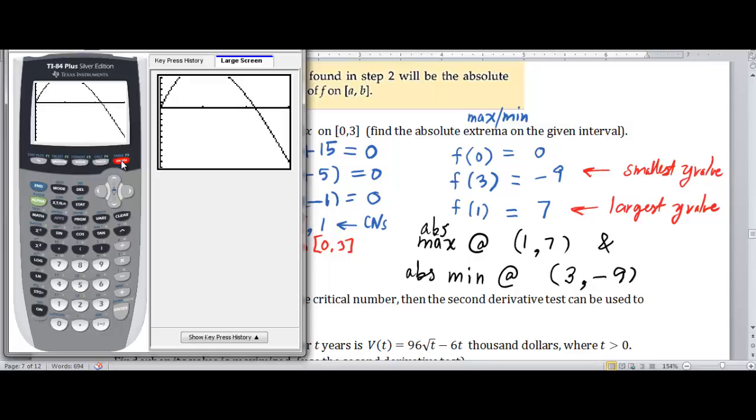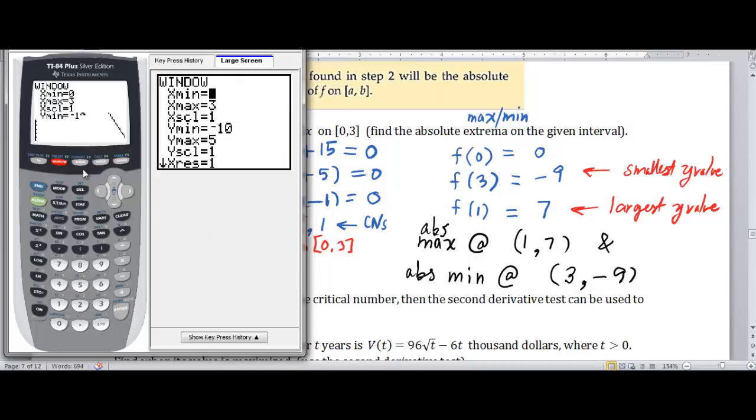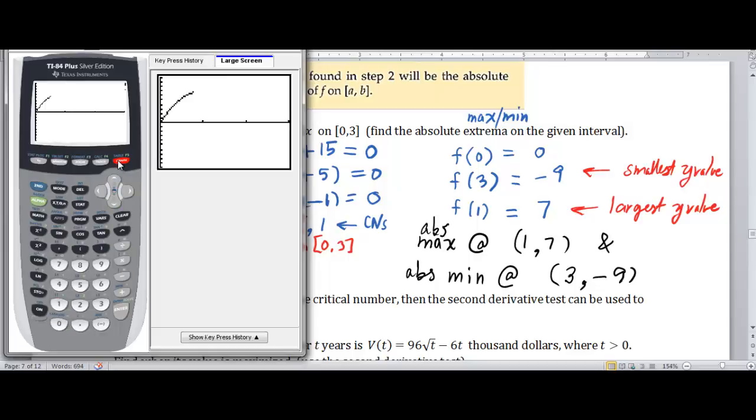So you can see that the max occurs at, oh, I didn't go high enough, window. I have to go up to y max. Let's make the y max go 10 also. Okay. So you can see, oh, where's my max occurring? At 1. Right? Where's the min occurring? So the max is occurring at the critical point, at the critical number 1. The min is occurring at the end point at 3.